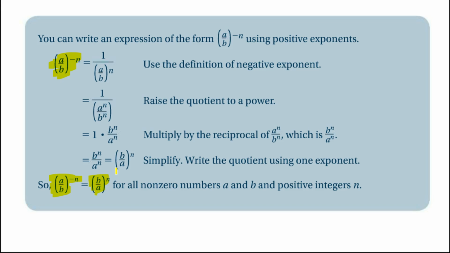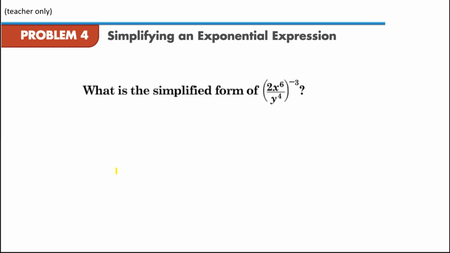So again, invert, and that'll make your exponent positive. Let's go ahead and take a look at a problem here. What is the simplified form of (2x to the 6th divided by y to the 4th) all to the negative 3rd? Again, because of that negative exponent there, I am going to invert that. So I'm going to have y to the 4th divided by 2x to the 6th, and now that's going to be the positive 3. So now I can distribute that 3 to all the terms I need to.